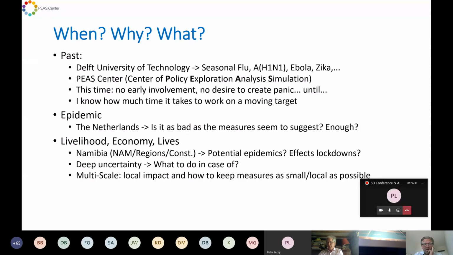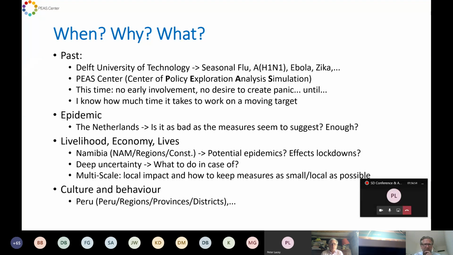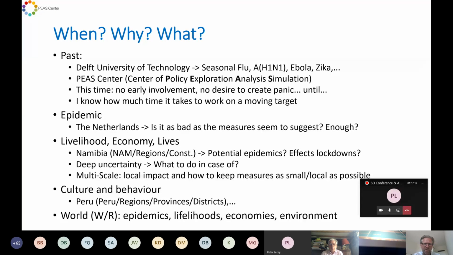So here what basically went on is that we shifted to simulating under deep uncertainty: what to do in case of an outbreak. So it's actually anticipating how you could organize your system, but we also made a multi-scale model because you want to see where and how you affect society and livelihoods. And then later, we started to collaborate also with Peru, and there they took measures right away at the outbreak, but it's still raging on. So apparently measures were not enough, or they were not followed enough. I'll come back to that.